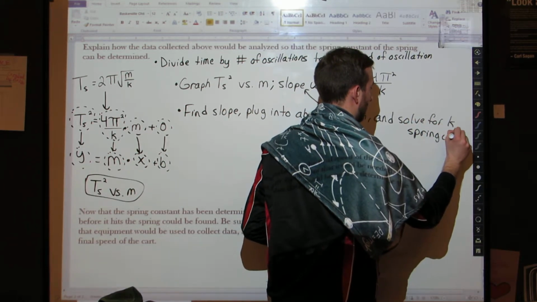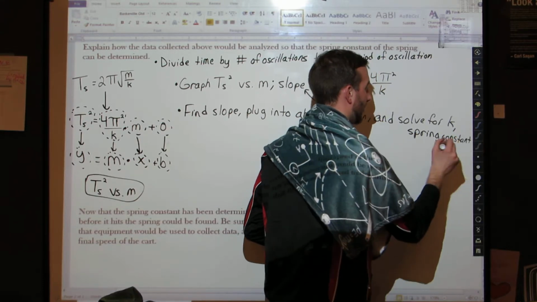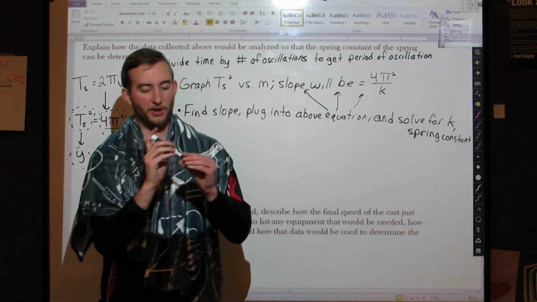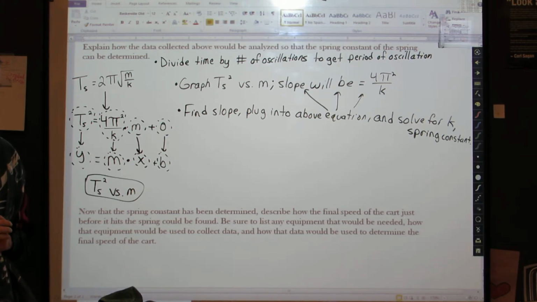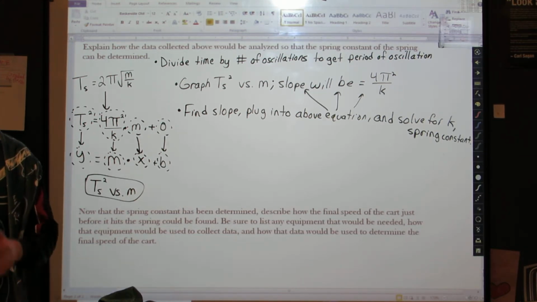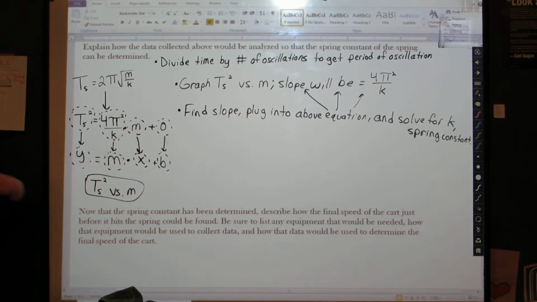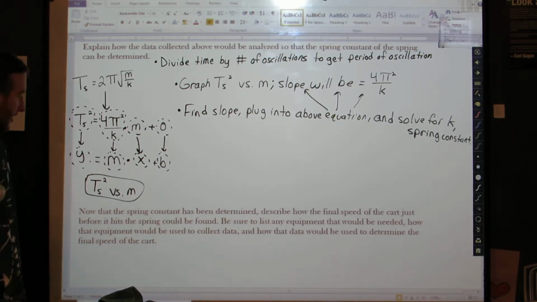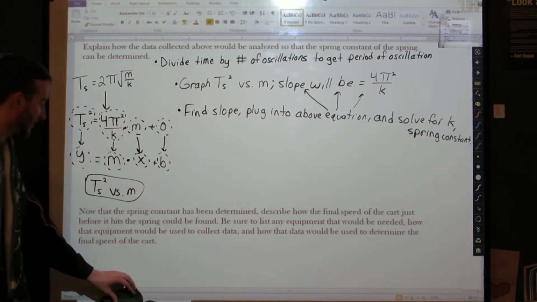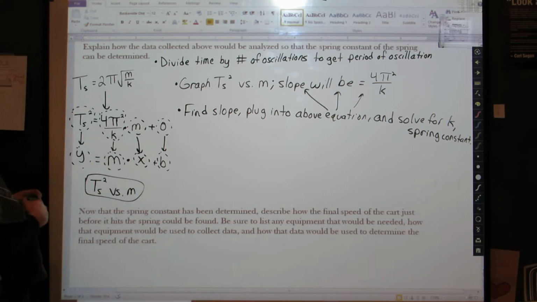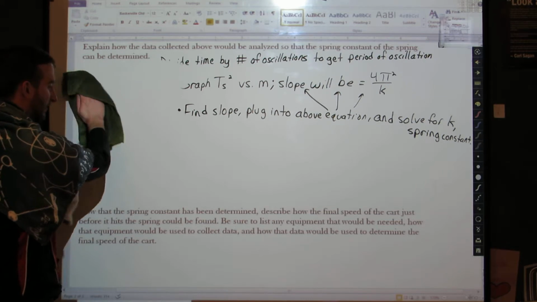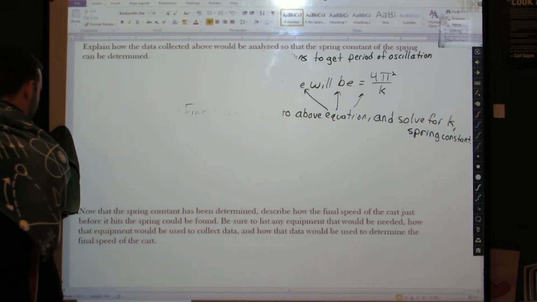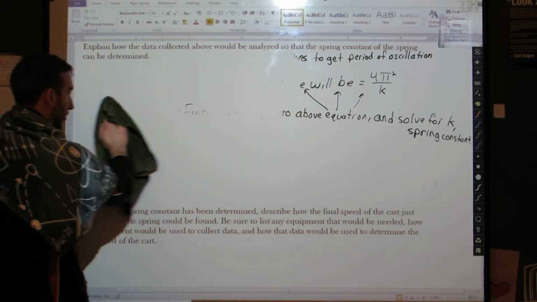Like I said, there's probably another 2 or 3 ways. This is the method that I thought of, because this is what I was interested in teaching you about. But this isn't even the problem that we originally set out to solve. This was one step on the way to that. So, I'm going to erase this now. It says, now that the spring constant has been determined, describe how the final speed of the cart just before it hits the spring could be found.